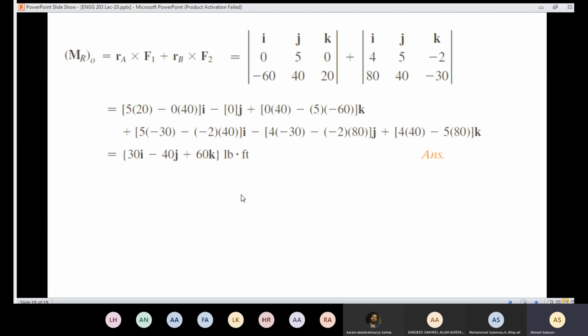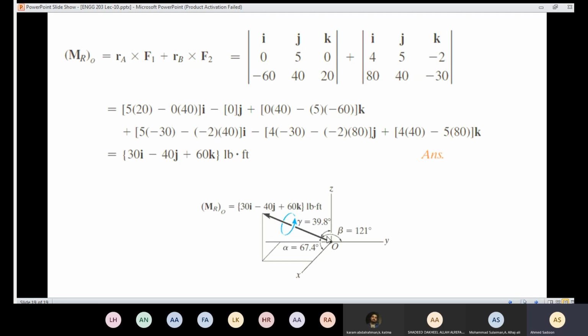And also, if you want to know the axis of the resultant, through the values of i, j, and k, I will be able to know the location. This one is positive, this one is negative, and this one is positive. That means the moment is going to be located here. Since i is positive, it will be here. Since j is negative, it's going to be there. Since k is positive, it's going to be up.